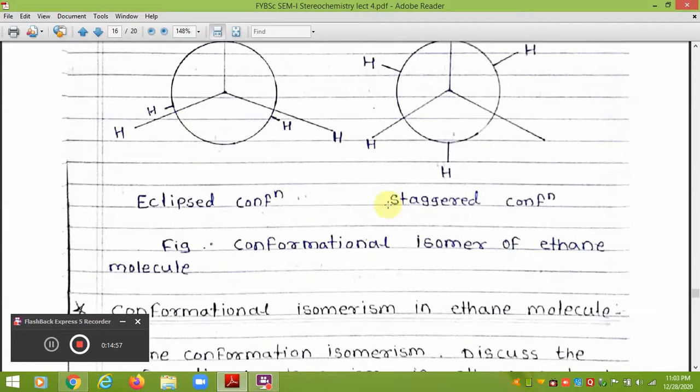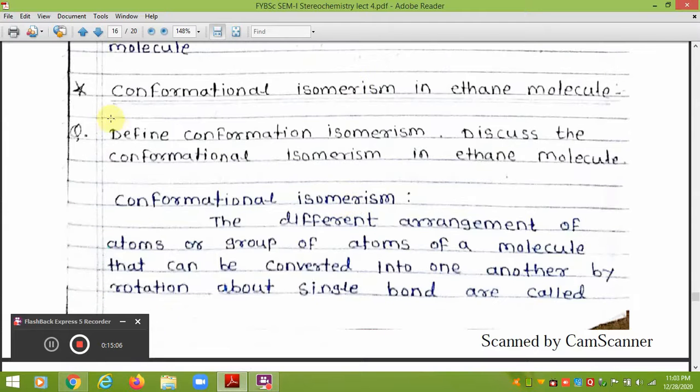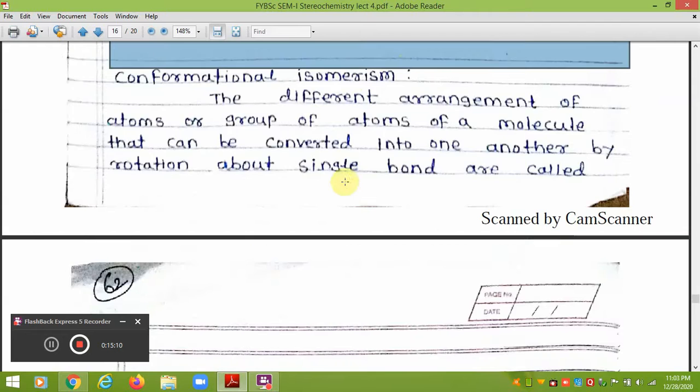So this is the staggered conformation. So these are the two conformations of the ethane molecule: eclipsed and staggered. The question will be like: define conformational isomerism and discuss the conformational isomerism in ethane molecule.